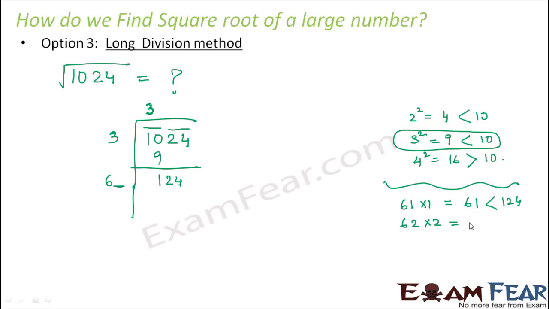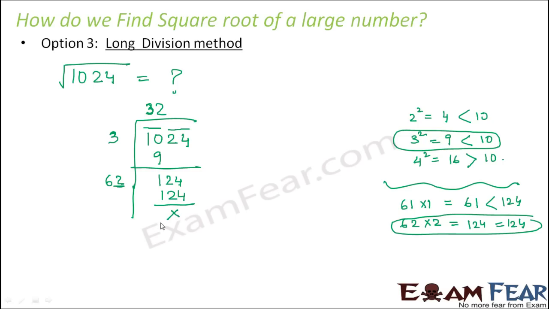So 62 into 2 is equal to 124, which is equal to 124. And this is exactly what we were looking for. So you place 2 here. 62 into 2 is 124. So you get 124, but for that you have to multiply with 2. So your quotient becomes 2.